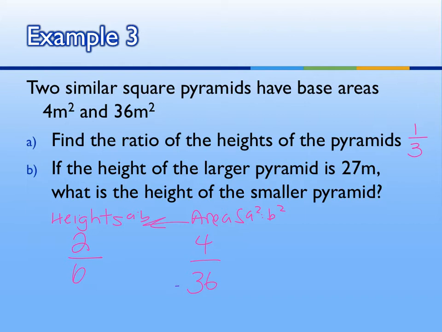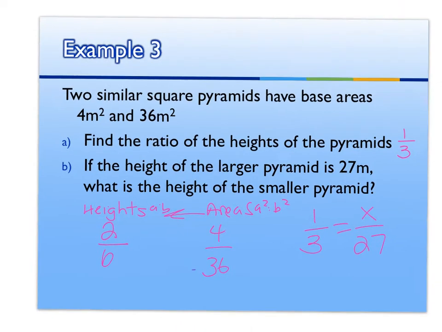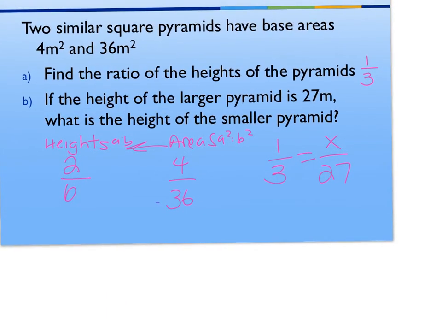And then B says if the height of the larger pyramid is 27, what's the height of the smaller pyramid? So what ratio would I do if it's heights? I just said it's 1 to 3, right? And it's telling me the height of the larger one. Is the larger in the top or is the larger in the bottom? Good. So I'm trying to find the height of the smaller one. So this one hopefully is pretty easy. Like I can go straight across, right? 3 times what gives me 27? 9. So I can do the same thing up here. But if it wasn't as obvious, then I would cross multiply and divide.